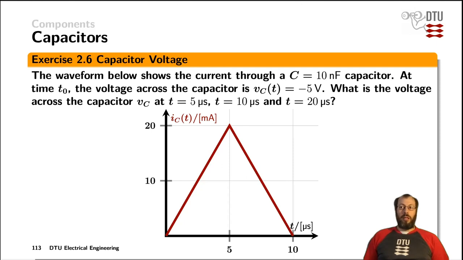Furthermore, we have the current waveform through a 10 nanofarad capacitor. We have the information that the voltage has an offset or a starting point of -5 volts. And the question is, what is the voltage across that capacitor at time 5 microseconds, where the current has its peak of 20 milliamps, at 10 microseconds, where the current through the capacitor is ramping back to zero, and then later on at 20 microseconds.